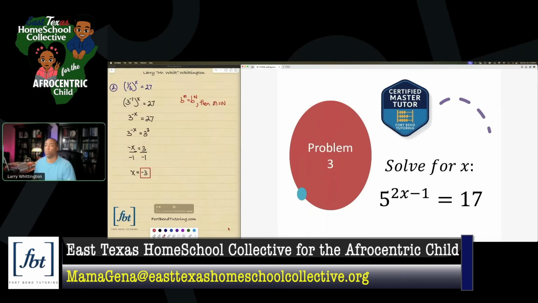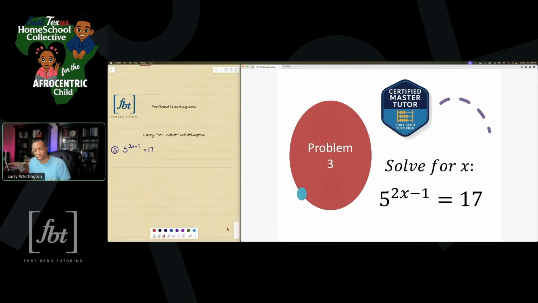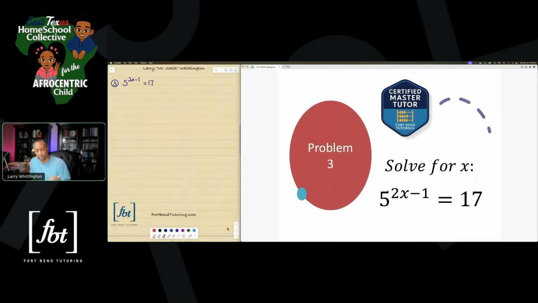Problem number 3 we have here, sir. And with problem number 3, let's go ahead and line it up over here on the iPad, Gage. We're going to have 5 to the 2x minus 1 equals 17. Now, this is the first time, Gage, that you've seen a situation like this where we do not have the opportunity to make a common base. That 5 is nowhere ever going to become a common base with 17 and vice versa.